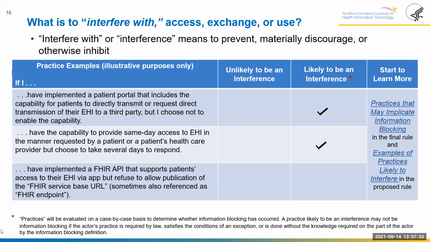Got it. And this next question comes from the clinical informatics community. If I've implemented a FHIR, which stands for Fast Healthcare Interoperability Resource, API, Application Programming Interface, that supports patients' access to their electronic health information via an app, but refuse to allow publication of the FHIR endpoint, is that likely to be an interference? Yes. Without that endpoint, again, we say more about this in the rule itself, but without that endpoint, it's going to be real hard for patients to actually get an app and for that app to actually connect to that API. So you have to be able to find that patient access API's front door, if you will, in order to be able to use it to obtain access. So yes, this would be a practice that would interfere.